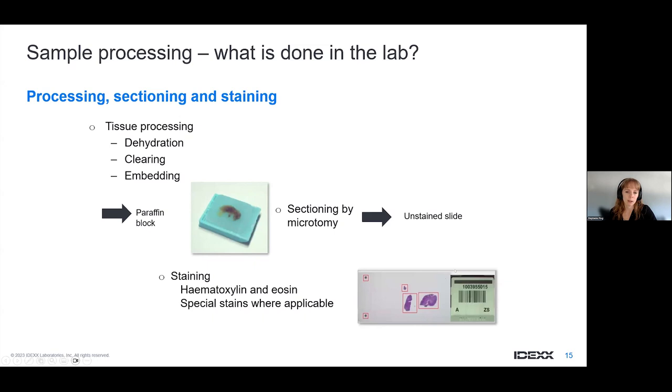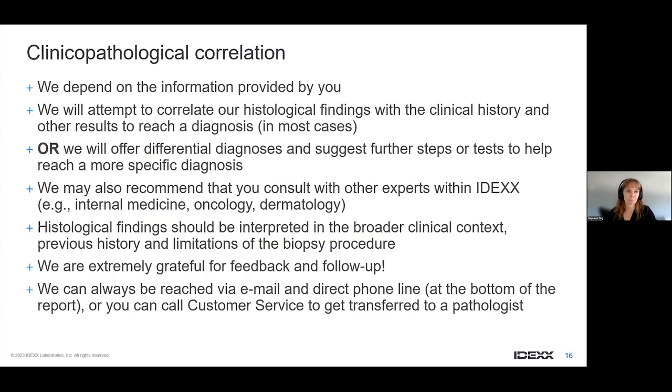And then we always have a routine stain, which is hematoxylin and eosin. And on the same block, we can then request special stains if applicable as well. And as I mentioned in the beginning, we really depend on the information that you provide. And that is more important in some cases than in other cases. For example, if we just have one skin mass, it might not be so important. If it's a liver biopsy, it's completely different, and the clinical information is very important indeed.